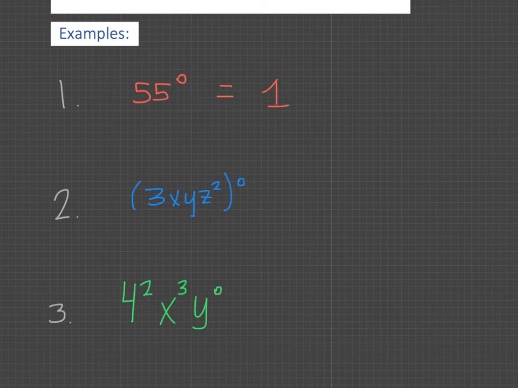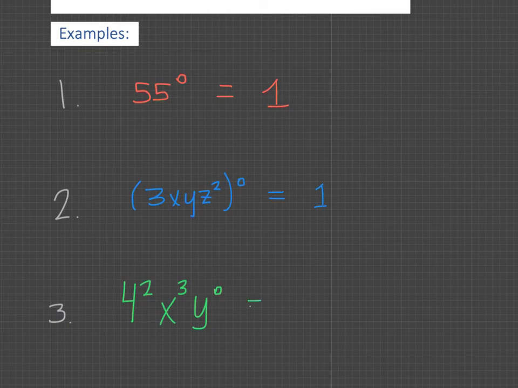Next one, the quantity 3xyz squared. Well, that entire quantity in parentheses has an exponent of 0, so that is equal to 1. It doesn't matter how fancy that thing is inside the parentheses, that quantity. If that whole thing has an exponent of 0, it results in 1.